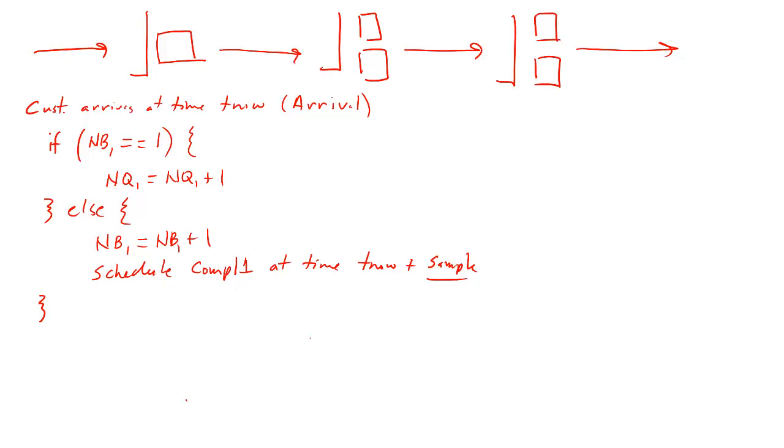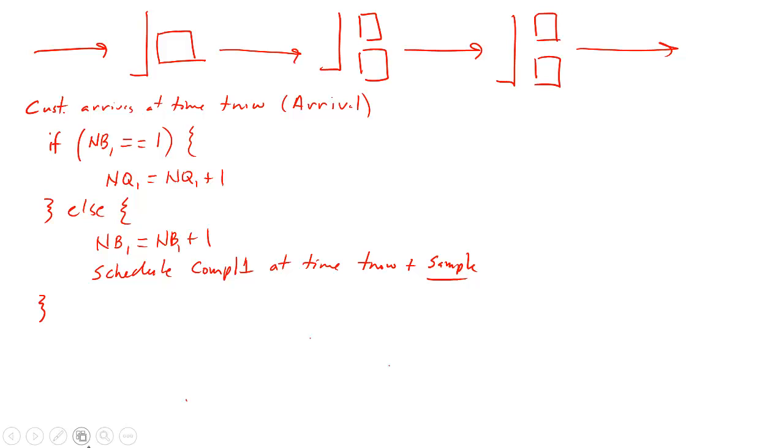And so that's all we do when a customer arrives. The customer essentially says, is there room? If the answer is no, in other words, if the server is busy, then the customer gets in the queue. Otherwise, we make the server busy and we immediately schedule a completion event to happen in the future. Okay, so we've completely defined the processing that we do when a customer arrives.